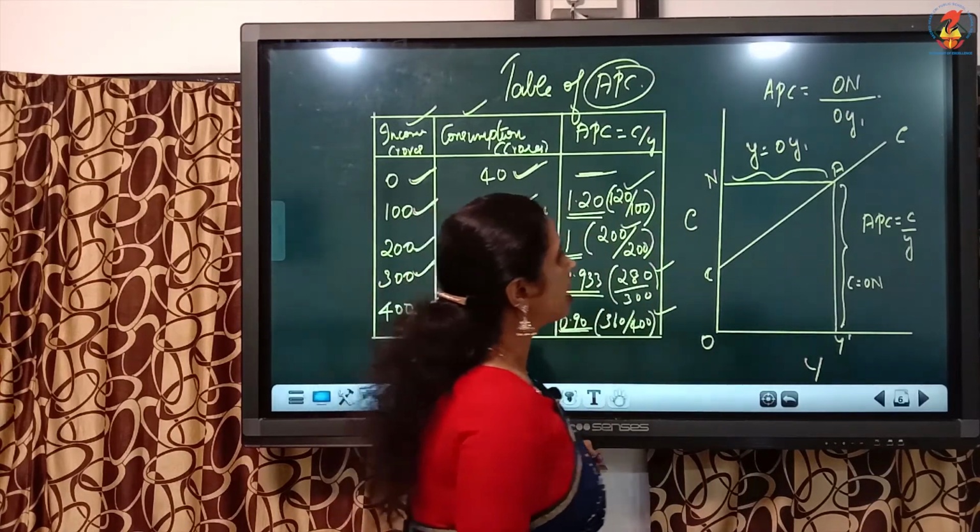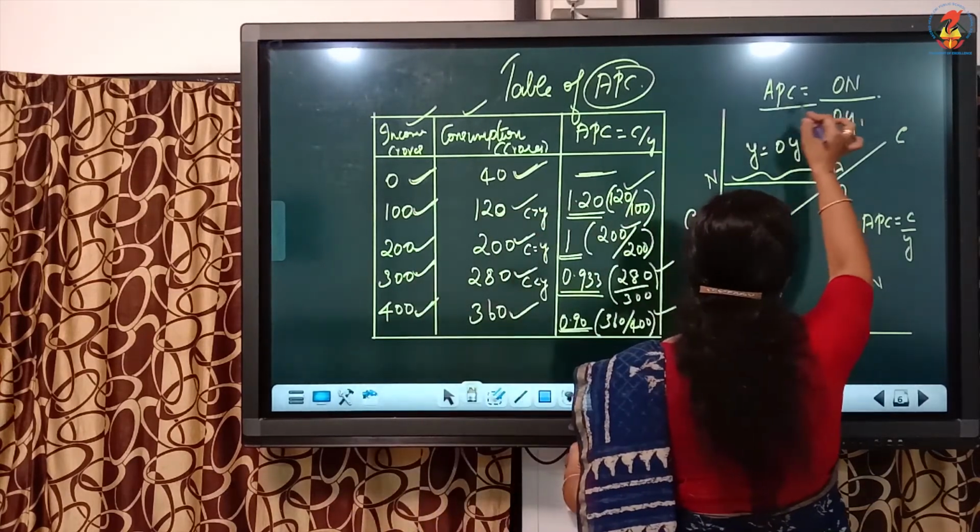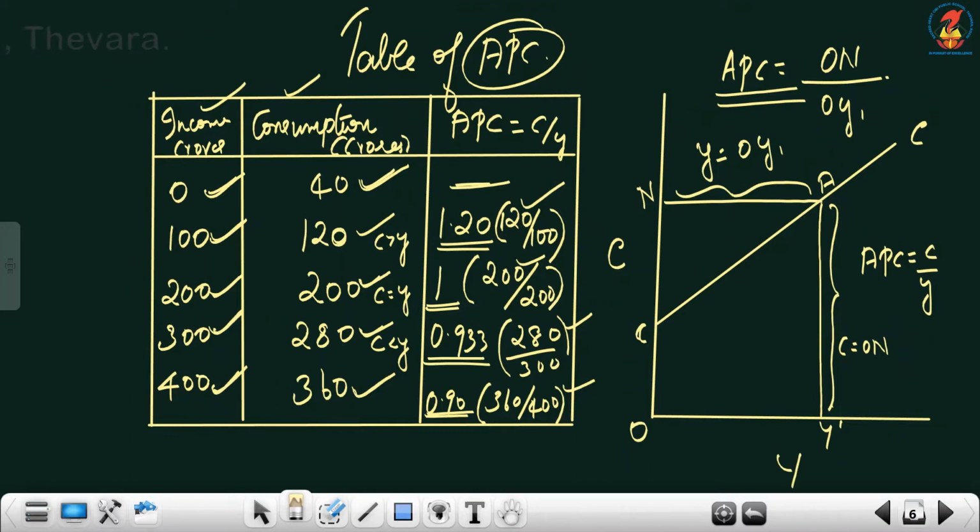I have drawn the APC curve, APC diagram here by the side. APC I have represented in the form of a diagram where we mark the income in the x-axis and the consumption in the y-axis. Now, APC is equal to C by Y. Now, this is the consumption curve. Definitely we have to draw the consumption curve where income is marked on the x-axis. Income is represented on the x-axis.